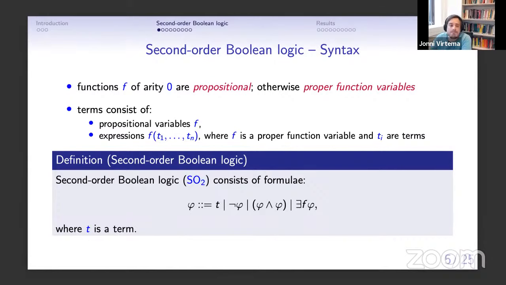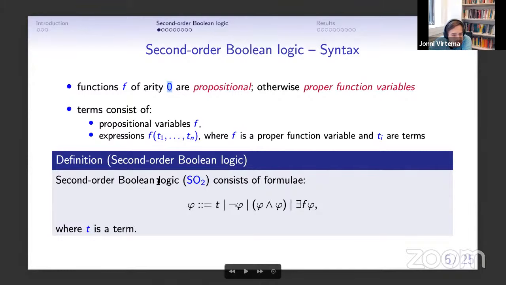Okay, so let's define a logic. This is just essentially second order logic on Boolean domain. What we have is that we have functions, and if the arity of functions is 0, we call them propositional. Otherwise, we call them proper function variables.